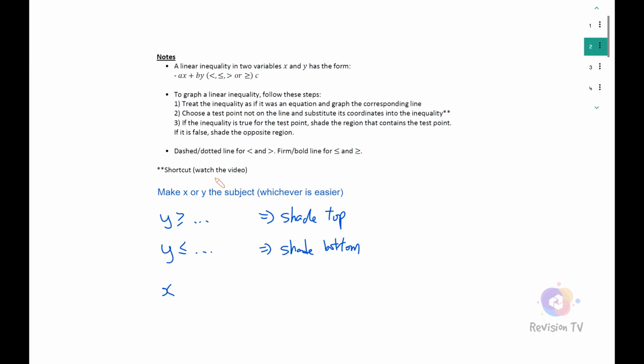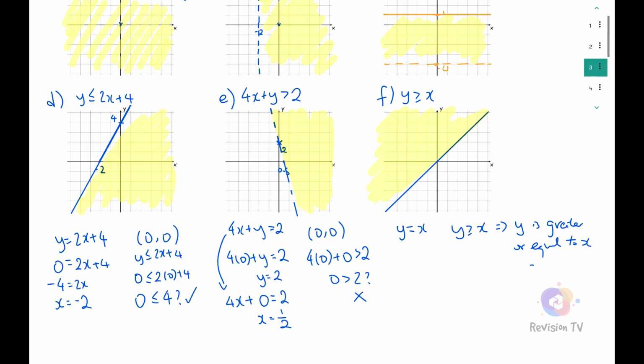Next, what about x? Now, rarely you should make x a subject, but in the case if x is the subject, if x greater equals to, like a number line, you will shade the right side. Because in a number line, greater than means you're moving more positive, so you'll shade the right part. If x is less than equal to, you will shade the left part.